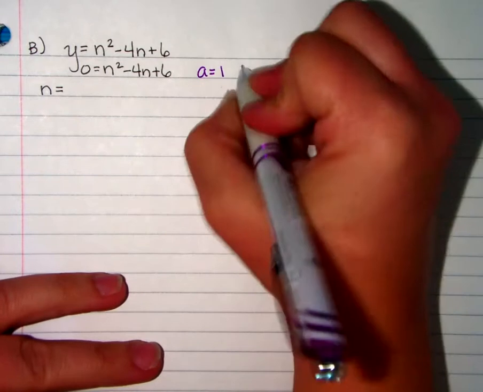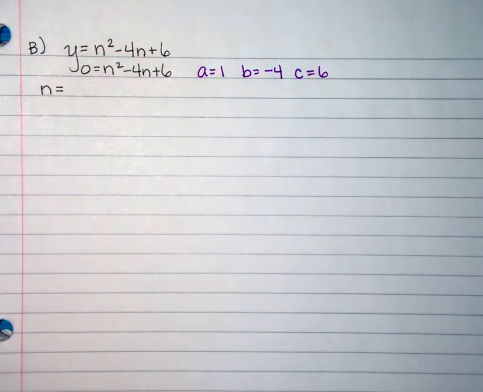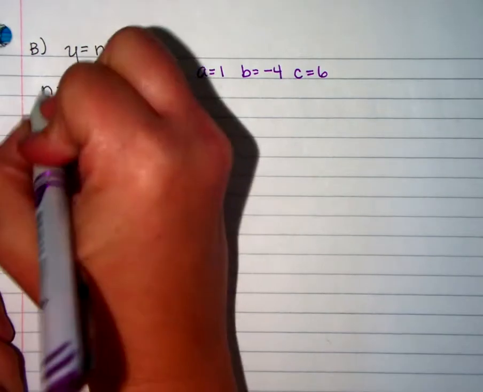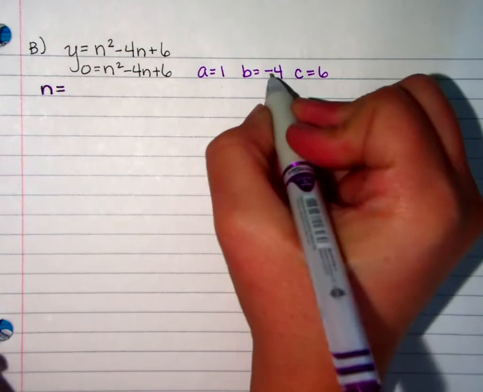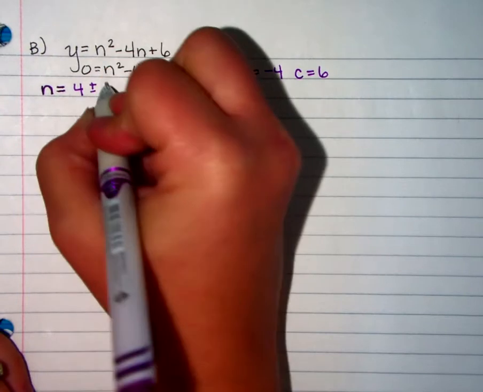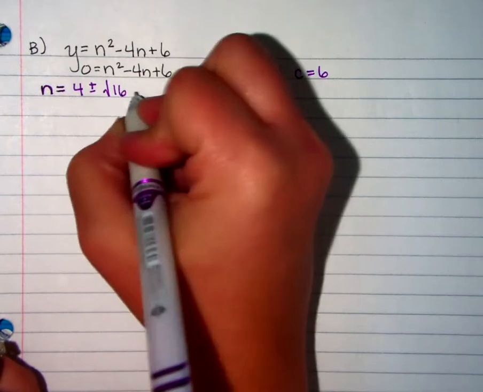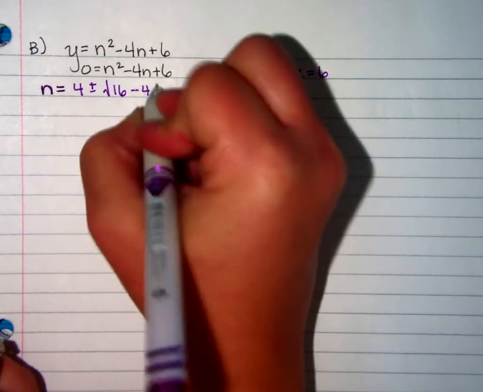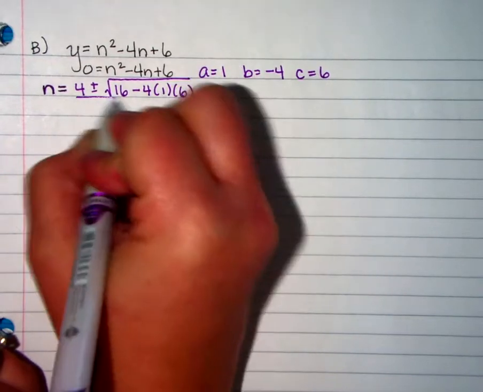Plus or minus b squared. So negative 4 times negative 4 is a positive 16. Minus 4 times a times c. And all of that is being divided by 2 times a. And so 2 times 1 is 2, and that way I don't have to write down an additional multiplication. And so that's my setup. Now, leave the 4 on the outside by itself, but I need to simplify what is happening under the radical sign. So negative 4 times 1 times 6 is a negative 24.